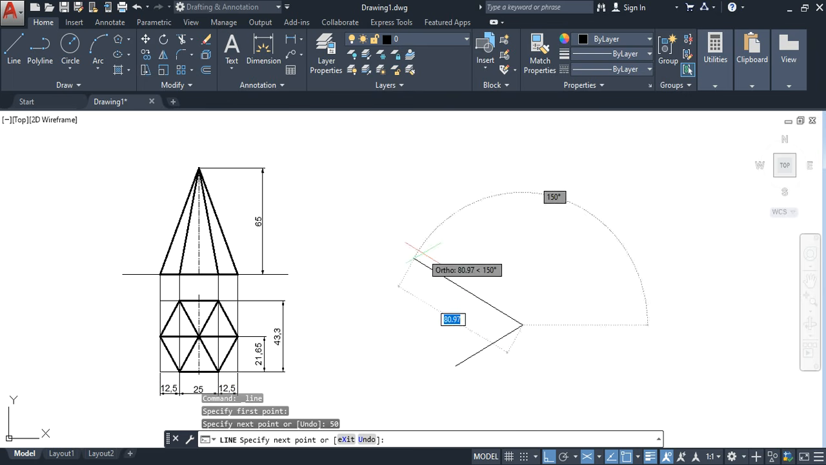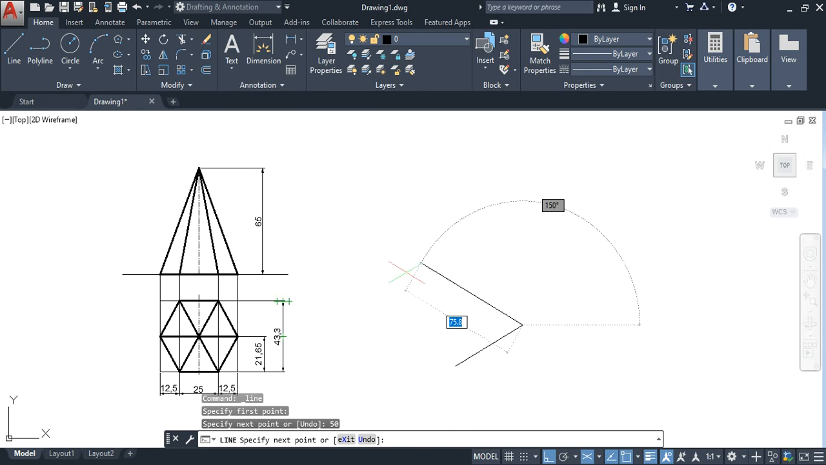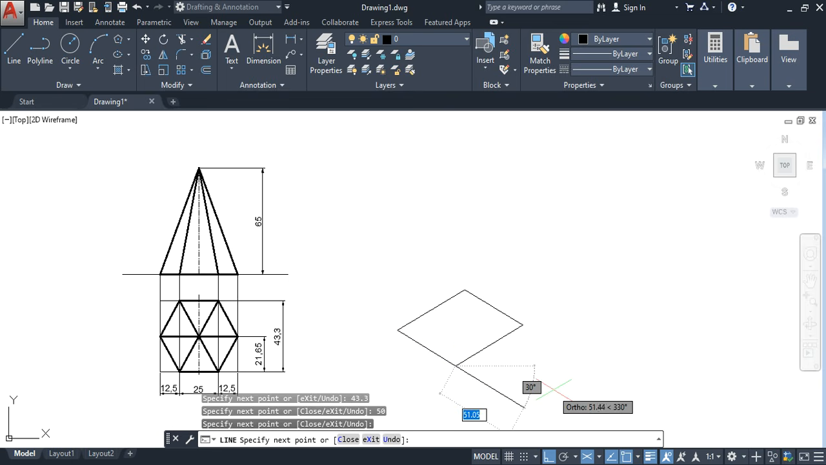So next, this way there should be 43.3. If you see here 43.3, and this way once again it is 50, and so you can directly join the last point here.